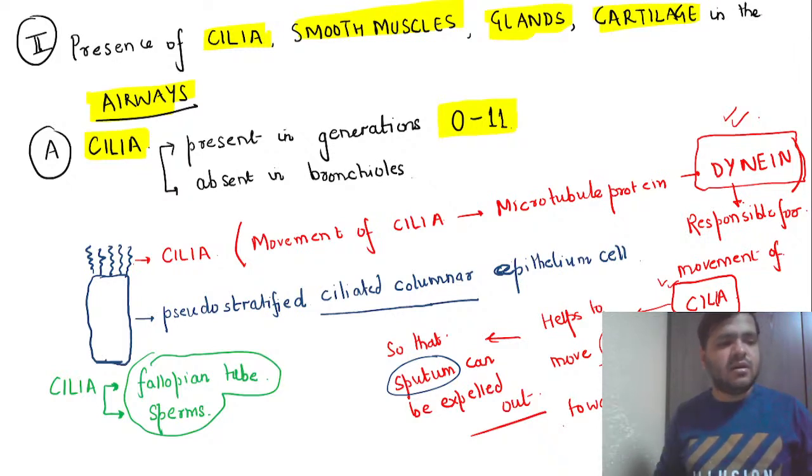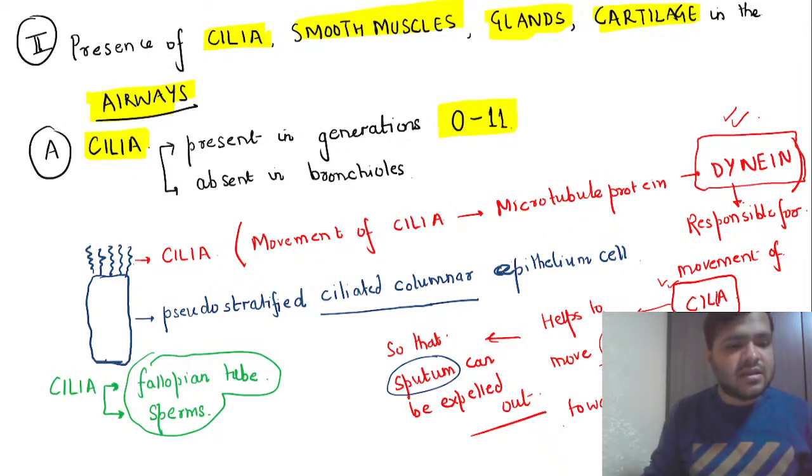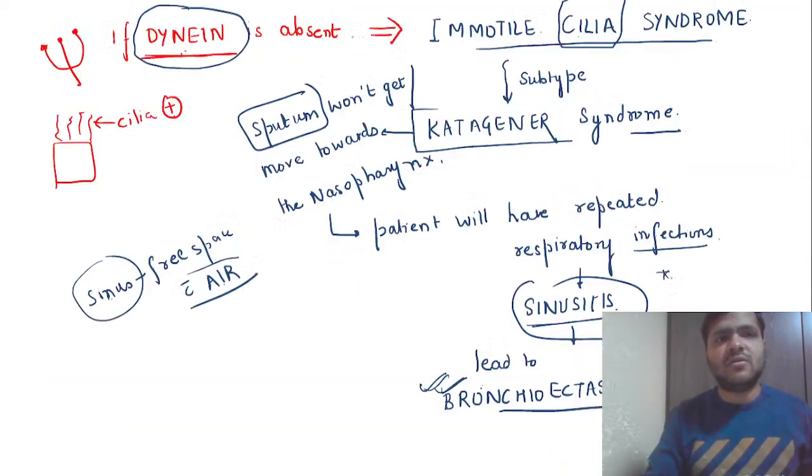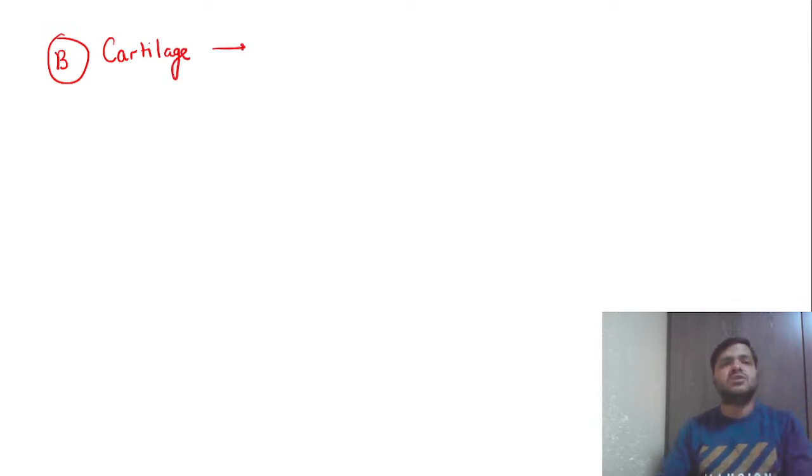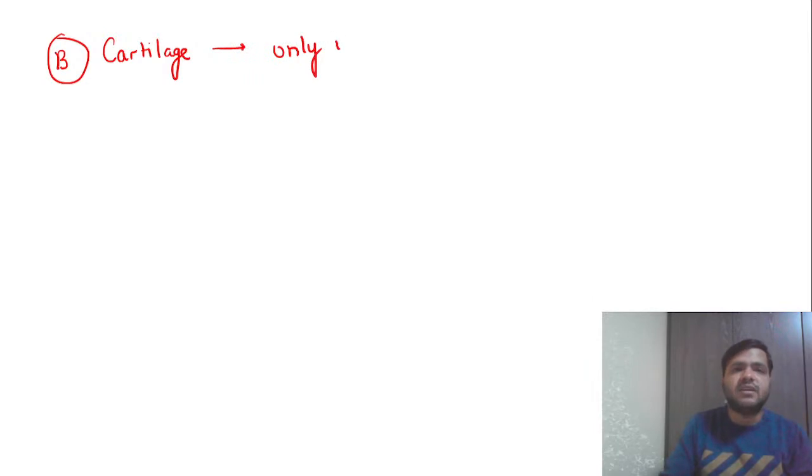Now, guys, I wanted to discuss the next part, that is the cartilage. We'll write one point about each of the remaining three parts. So write down the next, B in the second topic, that is the cartilage. Write down the location. It is only in trachea and bronchi.